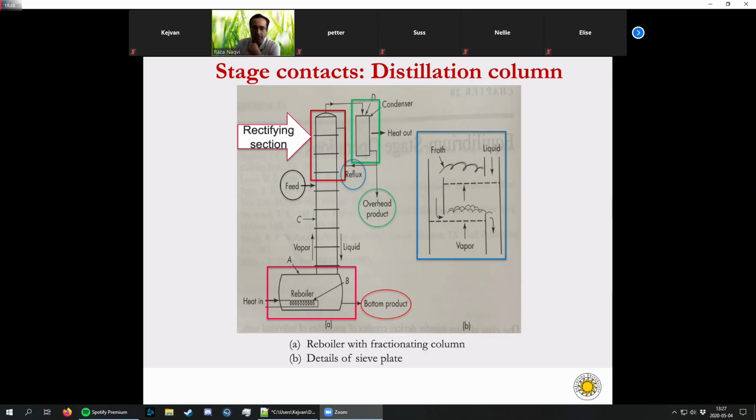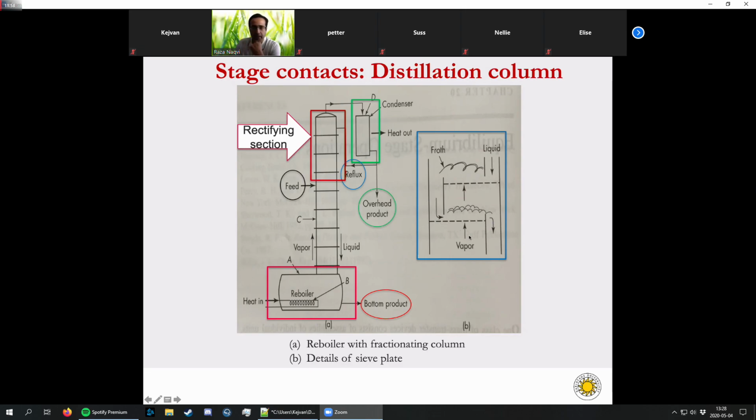So the vapors pass through these holes, and the pressure of the vapors keeps the liquid flowing. So there is no liquid falling down through these holes. The pressure of the vapors keeps the liquid stable over the plate, and the liquid falls through, overflowing on the side. So the liquid flows from the side of the plate.